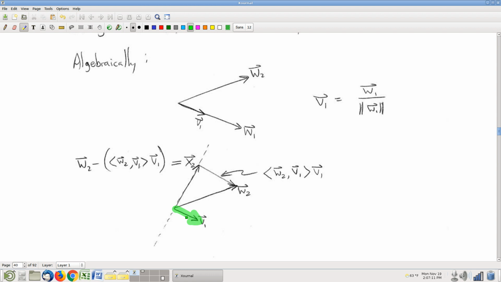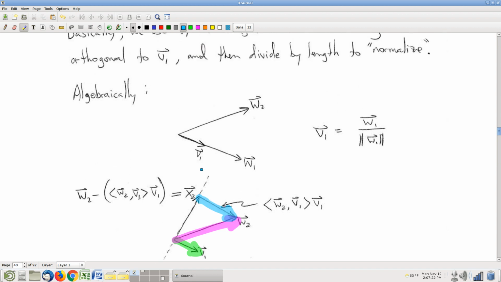Okay. So we've got this vector here, and I would like to identify that vector there. Let's see here. The vector that points in the direction of V1. You'll notice this blue vector points in the same direction as V1, and its magnitude is the component of W2 in the V1 direction. I want to know, to what extent does W2 point in the V1 direction? That's how much V1 I want to get rid of.